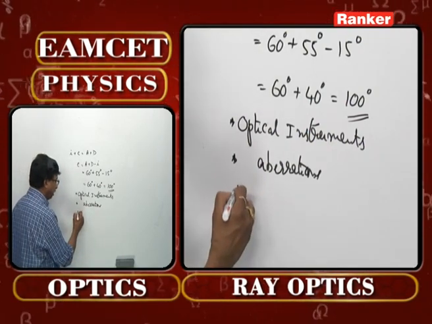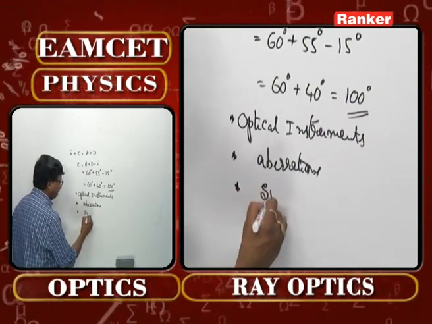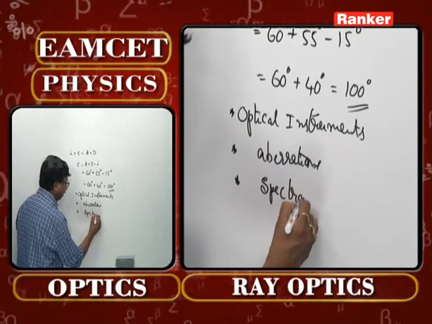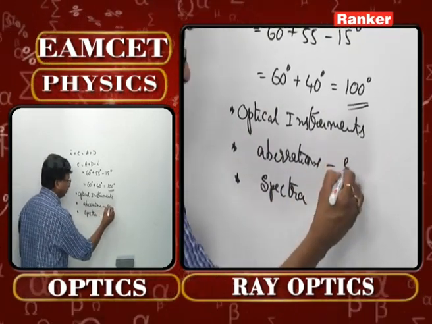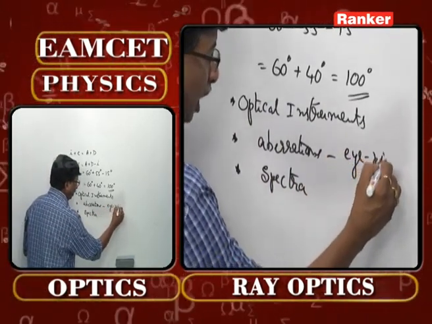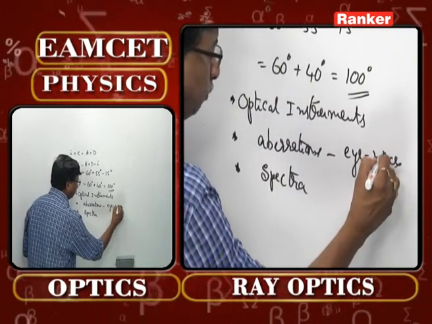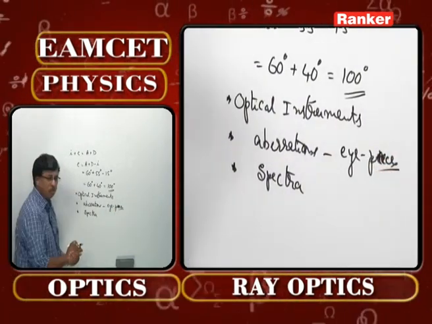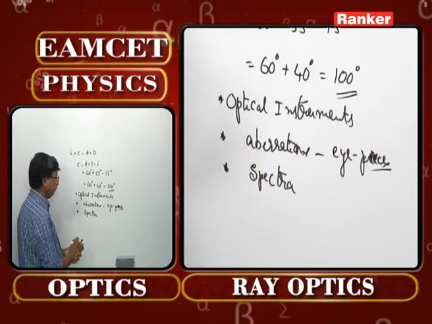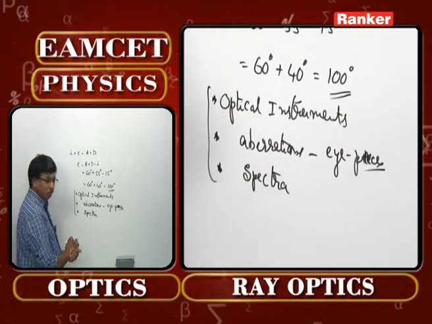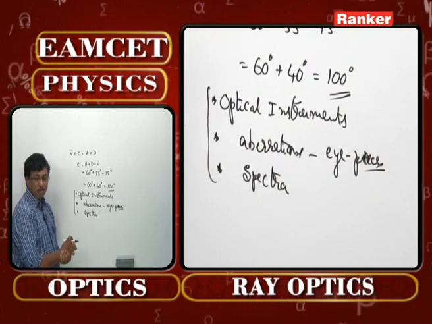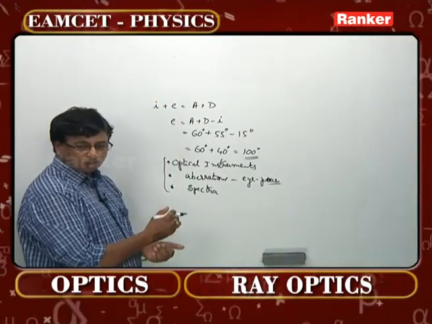In the same manner, we have the concept of spectra, and of course aberrations. Along with that, we have to deal with eyepieces. What are these eyepieces? One is Ramsden's eyepiece and one is Huygens eyepiece. So about these three, we are going to discuss in the next session of our physics class.